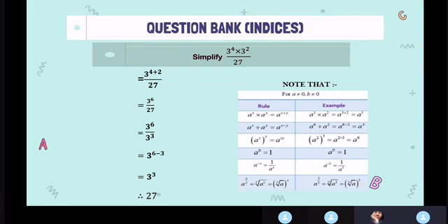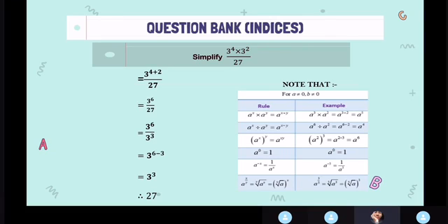So for the next, we are going to discuss the question that is related to indices. The question given is 3 to the power of 4 times 3 to the power of 2, and then we have to divide by 27. As what Afiq has presented before, we can simplify this kind of question using the law of indices. We have the same base number, which is 3. So we just add the powers 4 and 2, and then it will be 3 to the power of 4 plus 2. Next, we will get 3 to the power of 6 over 27.